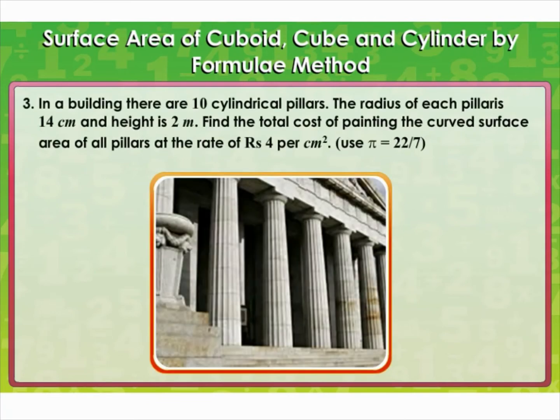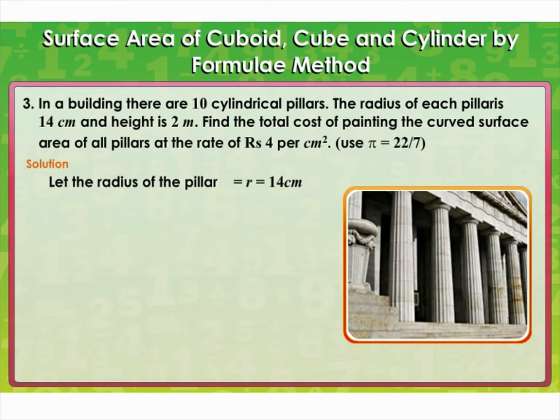In a building, there are 10 cylindrical pillars. The radius of each pillar is 14 centimeters and the height is 2 meters. Find the total cost of painting the curved surface area of all pillars at the rate of 4 rupees per centimeter square. Use pi is equal to 22/7.